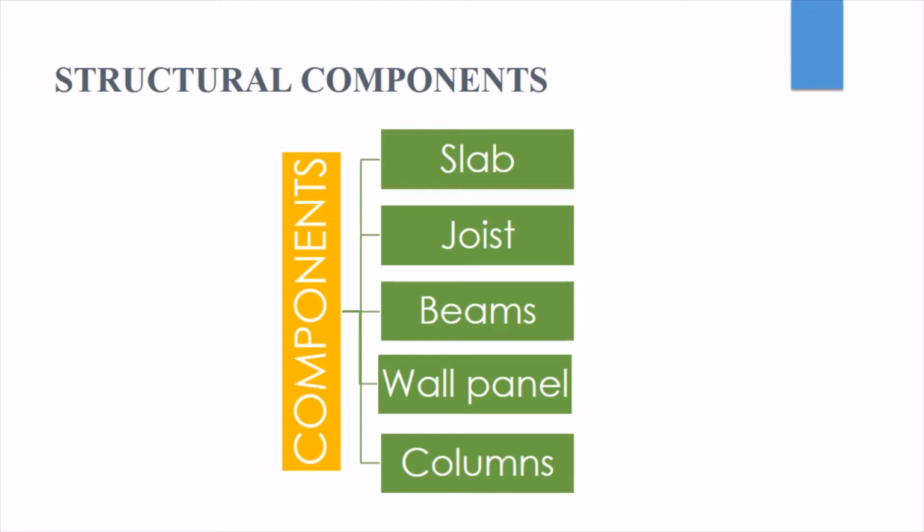We commonly know slab, beam, columns and footings. This is generally what we know from RCC, but in this perspective we are going to discuss some other members also, wall panels and joist. So what is meant by these things? Slab is a horizontal member. We know it carries the dead load and live load, and it is transferred to the beam.